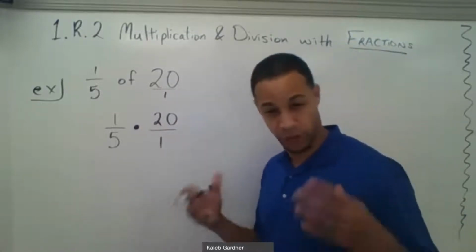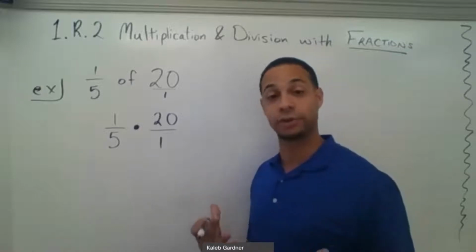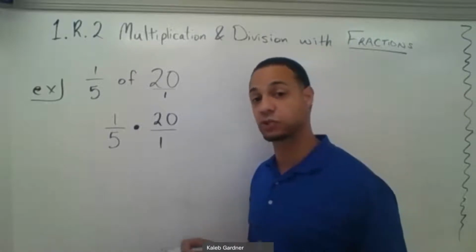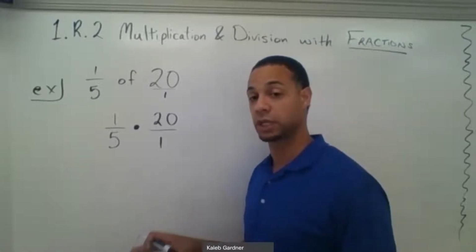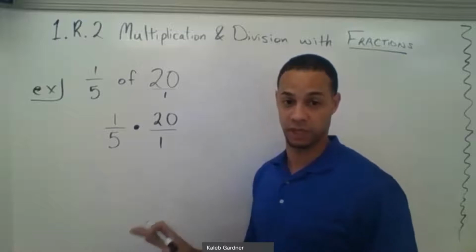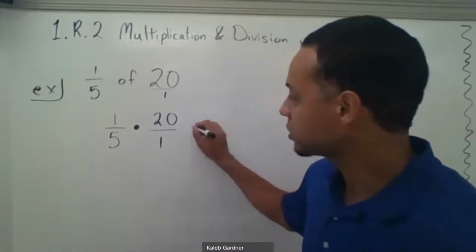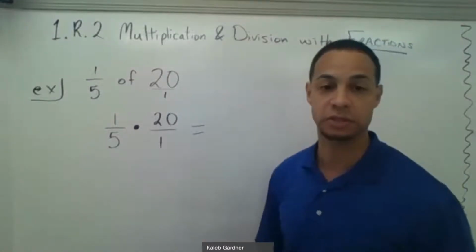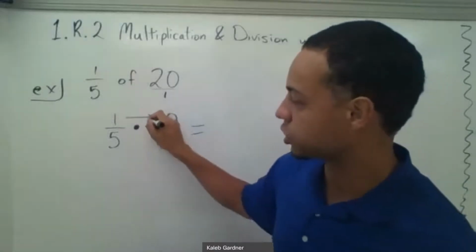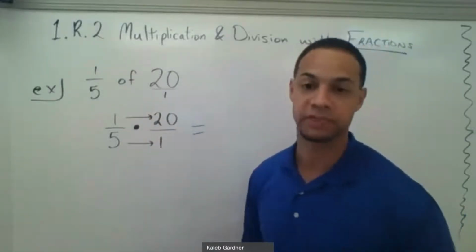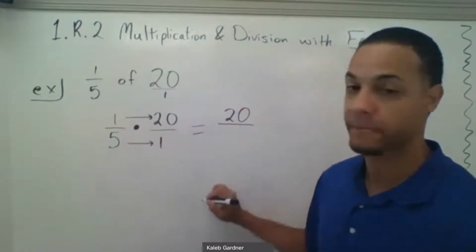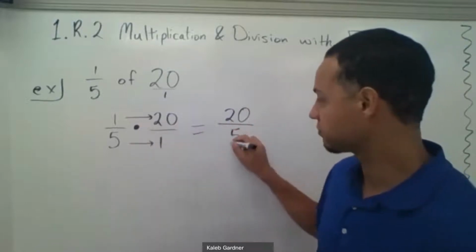Many of you are probably thinking common denominator, right? No, we don't have to use a common denominator whenever we multiply or divide. We only have to use that concept whenever we add or subtract fractions. That's a different lesson, so not this lesson. Moving on. There are two ways to multiply this. One of the simplest ways is to simply multiply straight across. 1 times 20 is 20. And 5 times 1 is 5.